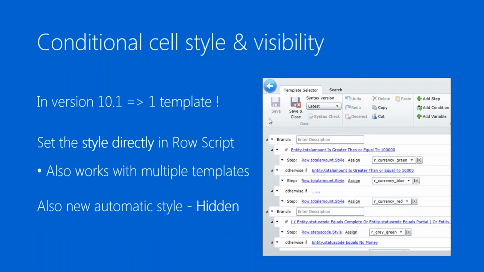So we changed this with version 10.1, and now you can do this with just one template. The reason for that is that you can set the style directly in the row script. So for each of the cells, you can set which style they will have based on a condition. This also works with multiple templates, so you can still be setting different templates for different lines, and additionally afterwards set the style for each of the cells.